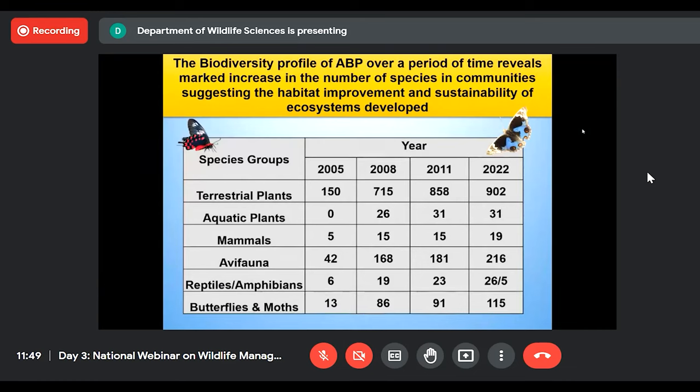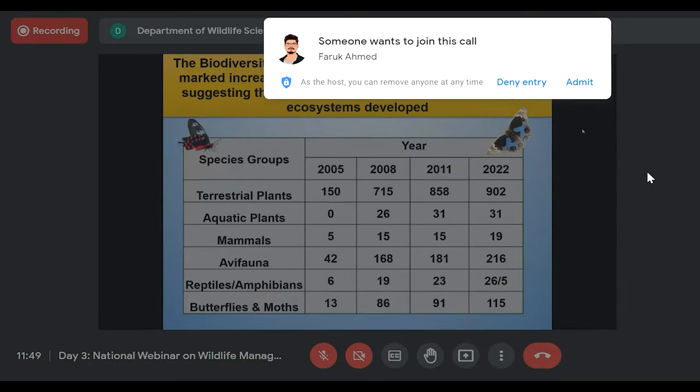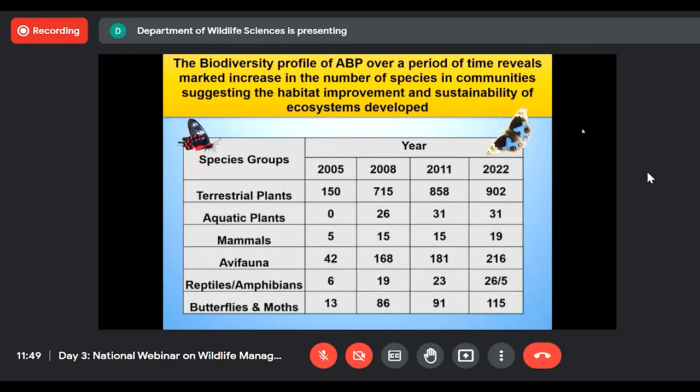Mammals went from 5 to 19, and avifauna changed drastically from 42 to 206 species. Reptiles and amphibians went from 6 to 26, and butterflies and moths from 13 to 115. This is the change profile of the biodiversity, from mammals to butterflies. They are all wild, being conserved, replicating and thriving. Many of the terrestrial birds are breeding and nesting here, and amphibians and butterflies too. Some are migrants that come, breed and multiply here.